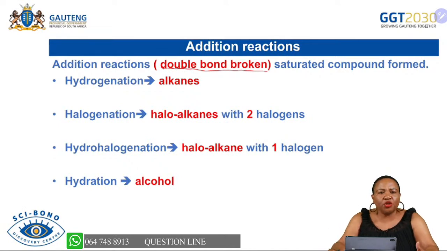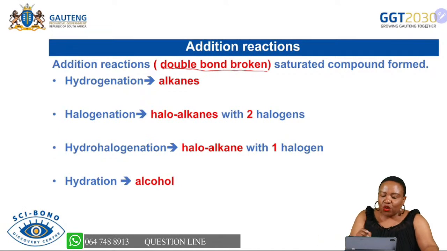So it is very important to know which addition reactions we are going to do. We are going to look at 4 types of addition reactions for our syllabus. We are going to look at hydrogenation. In hydrogenation, we are expecting to get our product as alkanes.